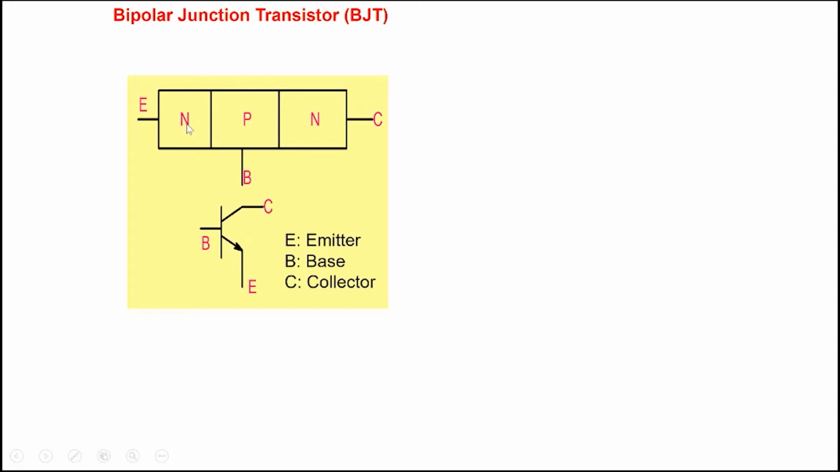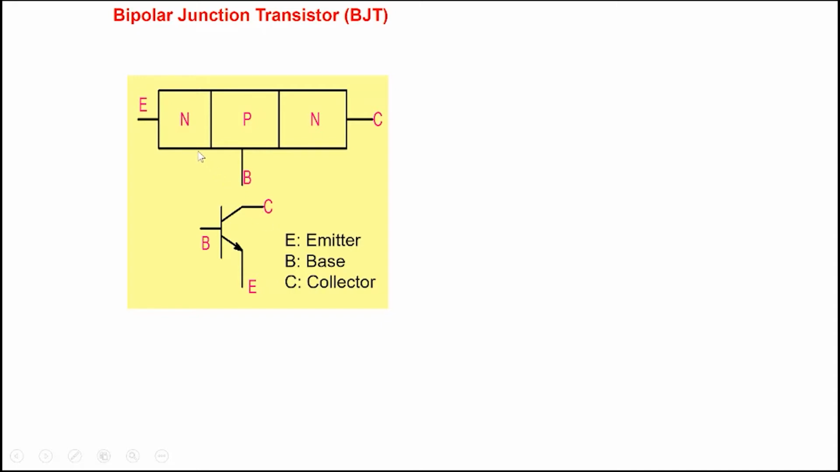Three different regions are there, N, P, and N. There are two junctions here. One junction here is the emitter-base junction, a PN junction, and another junction here, which is also a PN junction, between base and collector here. So, bipolar junction. Two junctions are there. And this is the symbol that we use here: base, collector, and emitter.